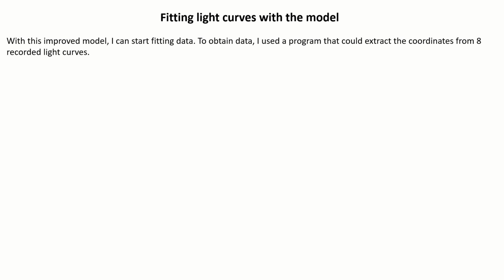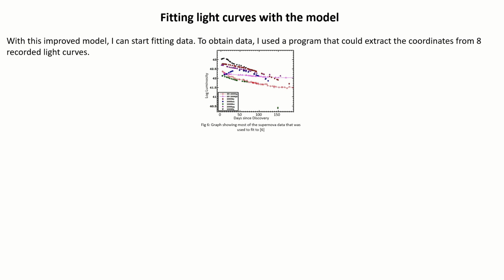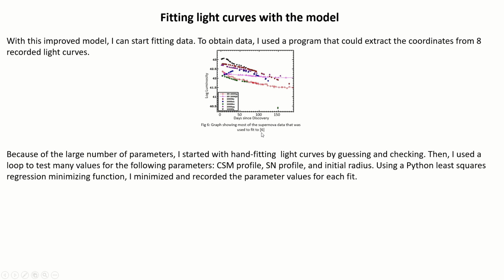So now that I know I have an improved model, I first needed to obtain data so I can use the model to fit to. I used a program that extracted the coordinates from figure 6, which shows 8 recorded light curves. Then to fit each light curve, because of the large number of parameters, I started with a hand fit by guessing and checking to get a rough estimate of the values the parameters would take. Then I used a loop to test through a small range of values for a couple of the parameters in a Python minimize function that calculated least squares regression. This was used to determine the best fit for each light curve.